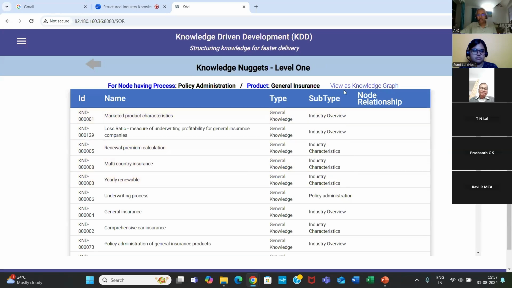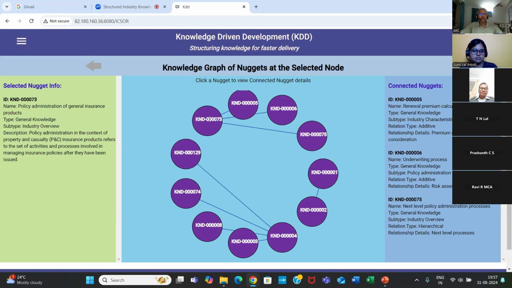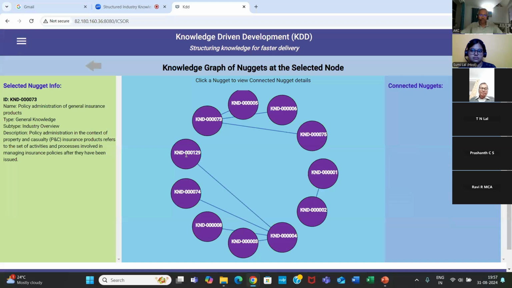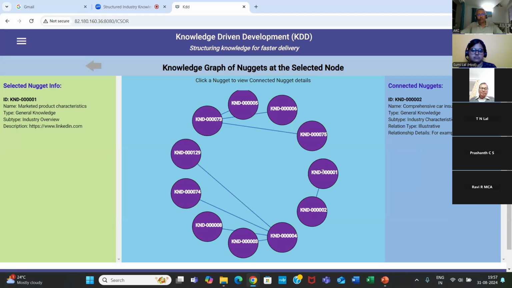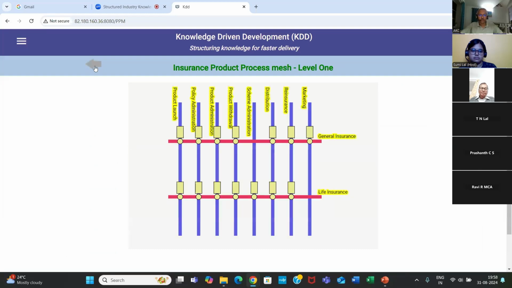I can even see this in the knowledge graph format, right? This is how it is represented at this level. When you click a particular knowledge nugget, it will show you how this knowledge nugget is connected with other knowledge nuggets. Like this 73, on the left side, you see the definition or explanation of that. On the right side, you see all these 3 knowledge nuggets which it is connected to, right? You can click, it will show you a different one, right? So this is one way to look at it. It makes it pretty exhaustive from that perspective.